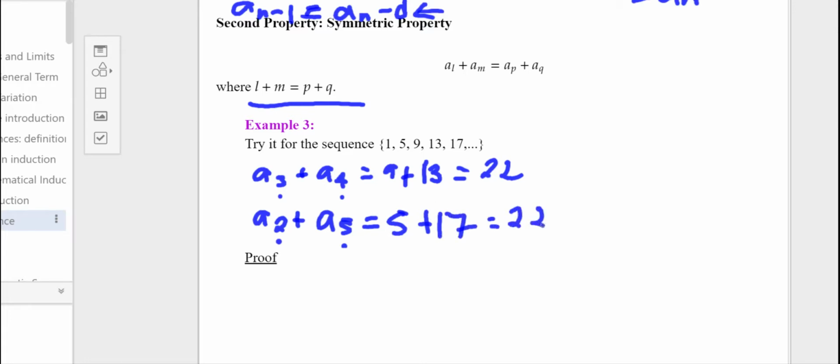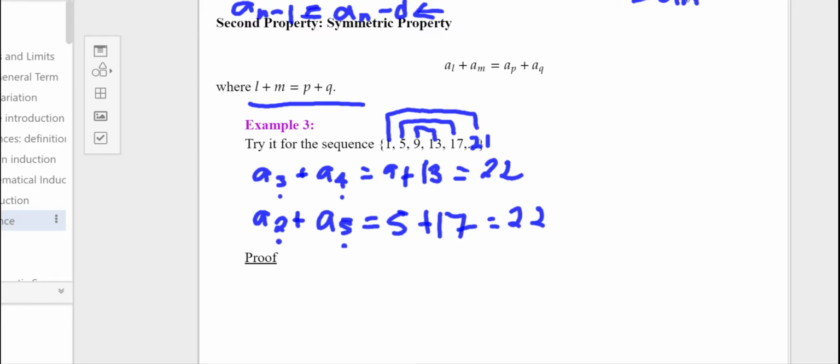It's called a symmetric property because if I go on to the next term for this one, what are we differencing by? 4, it seems, so it would be 21. So 9 and 13 are equal, 5 and 17 are equal, and then 1 plus 21 are equal. They all equal 22, right? You can do that anywhere in the sequence. As long as your indices add up equally, then you know that the sums of the two terms are going to be equal. I hope you can see that.